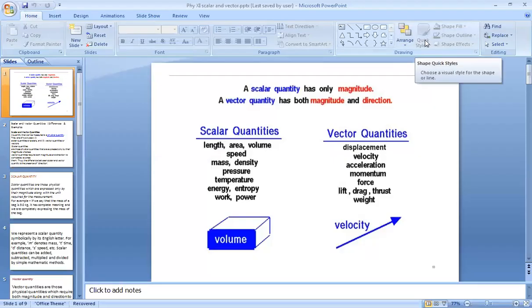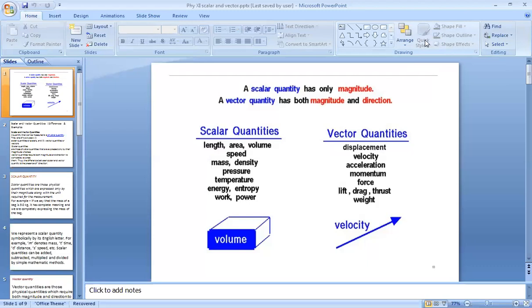Student, this is first year physics, chapter 2, scalar and vector quantities. All physical quantities we can classify into two types: one scalar quantity and the other vector quantity. How can you make a difference between the scalar and vector quantity? You can see this slide.